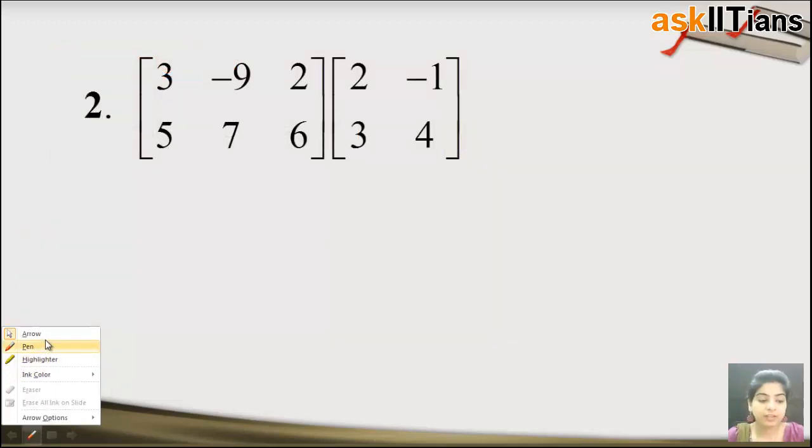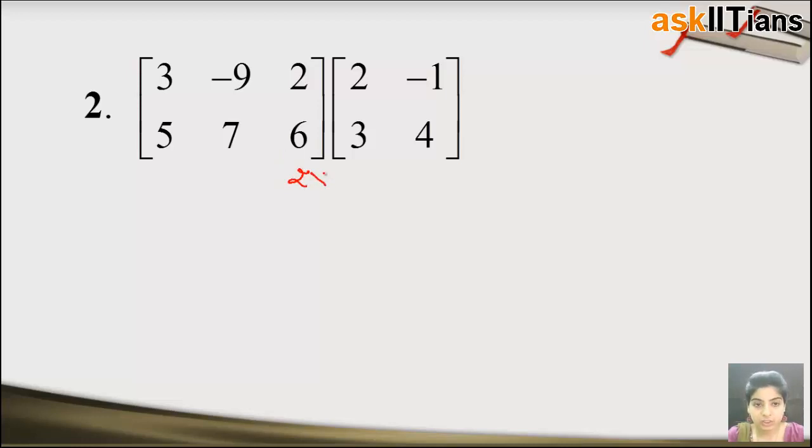So we have another example. Here, first of all, you will be checking the order of the matrices, right? So the order of the first matrix is 2 cross 3, 2 rows, 3 columns, and the second is 2 cross 2.